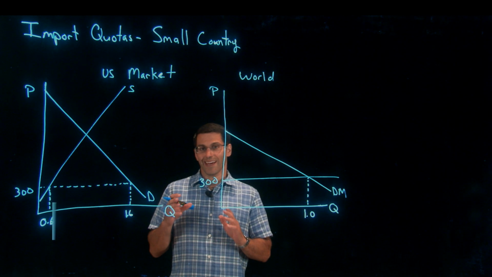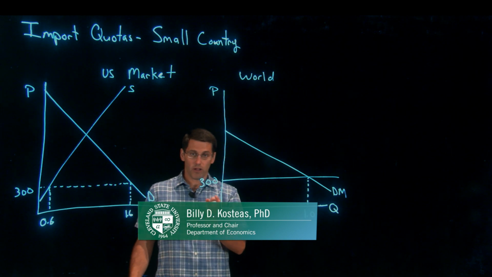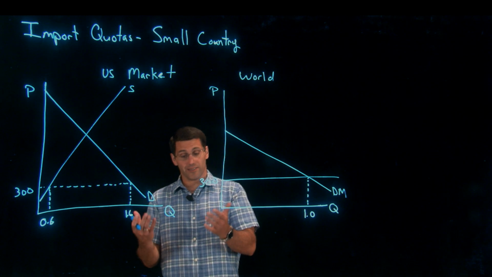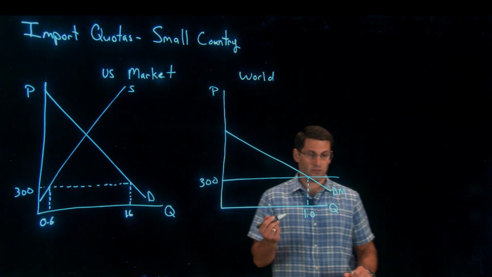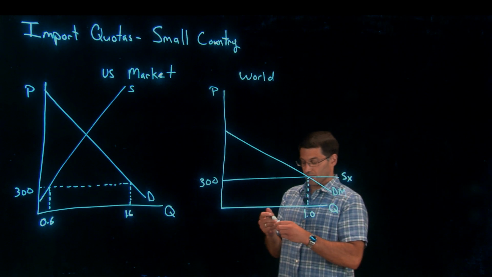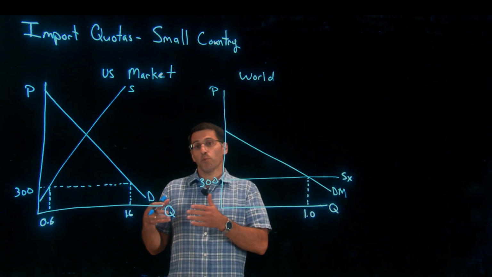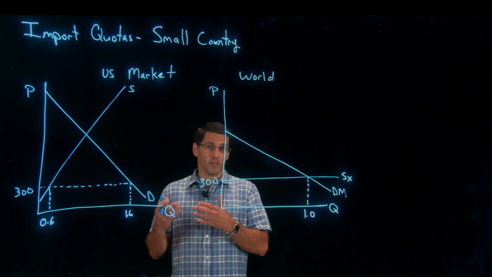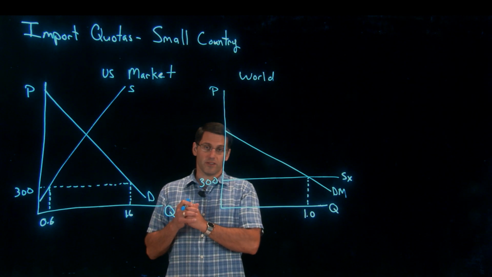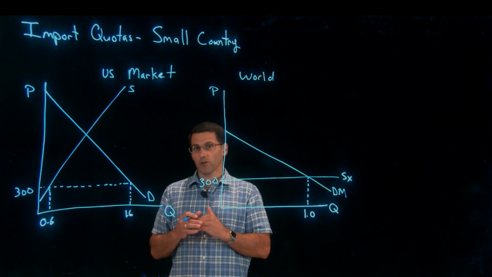In this video, we are going to analyze the effects of an import quota for a small country. Now remember, a small country is one that has no impact on the world price. As such, that export supply curve is a horizontal line. And so we're going to analyze this policy the same way that we did import tariffs. And in fact, you'll see there's a lot of similarities here in terms of the impact on the domestic economy. But there are potentially some differences, and that will depend on how the quota is administered.